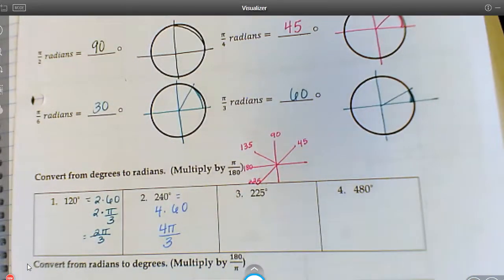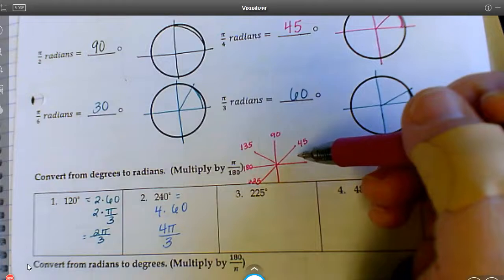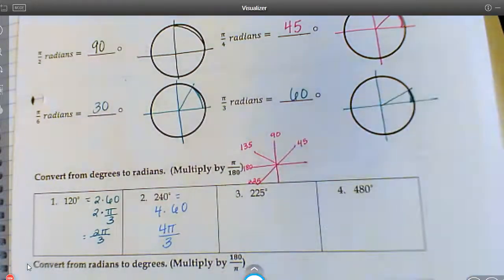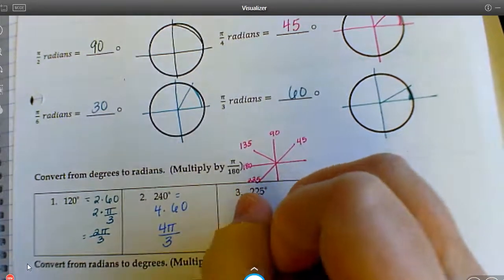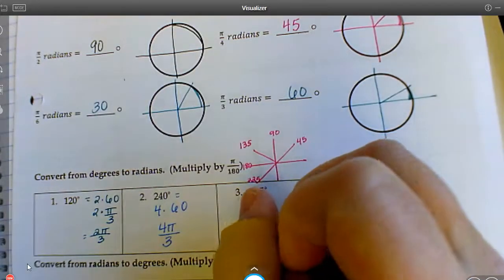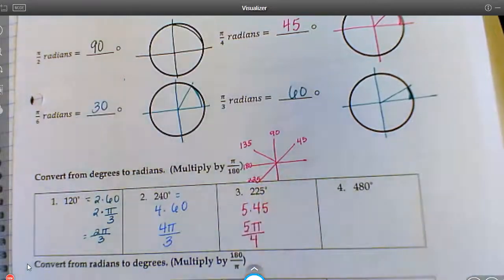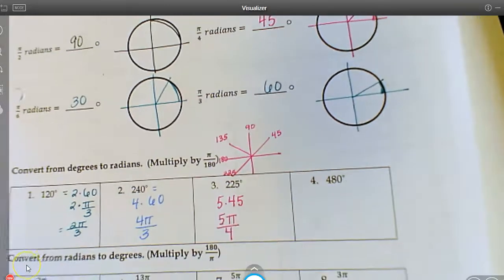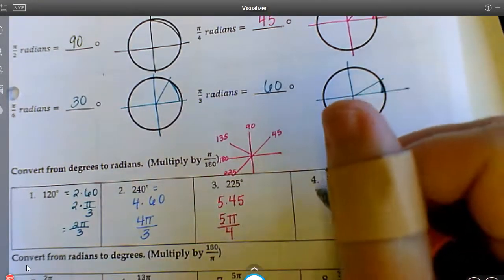It's not something that I just know how many 45s make 225, but I kind of can know where it is on my graph. So how many 45s make 225? 5 of them? And then 45, according to up above, is pi over 4. So that's 5 pi over 4. Try the 480 one very quickly. So 480, how many of something is it?